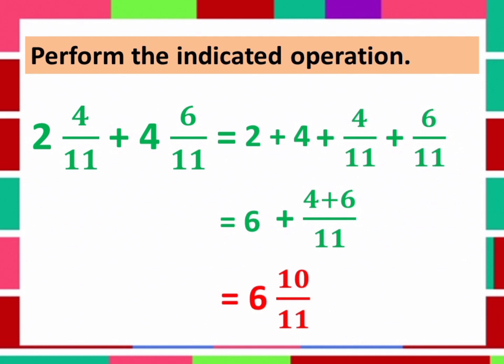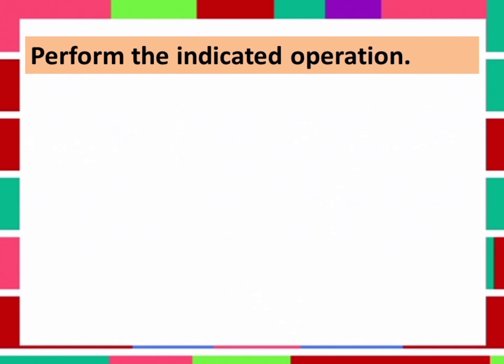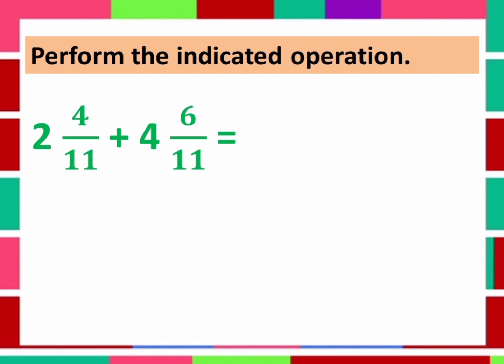Or you can use another way of solving by making the mixed number become an improper fraction. So, to make 2 and 4 over 11 an improper fraction, multiply first 11 and 2. So, the answer is 22 plus 4 is equal to 26. Then, copy the denominator. So, it will become 26 over 11.